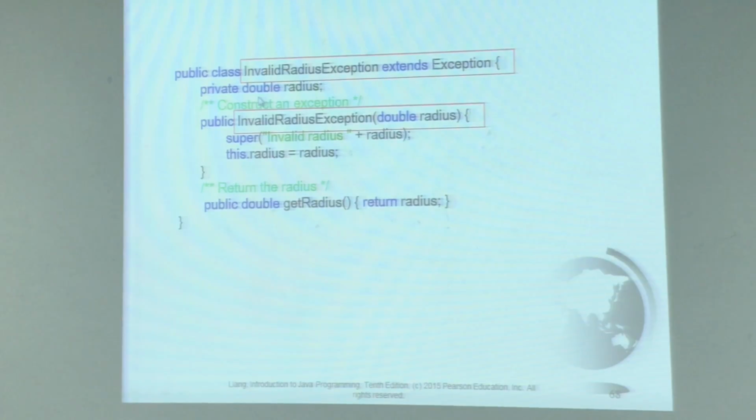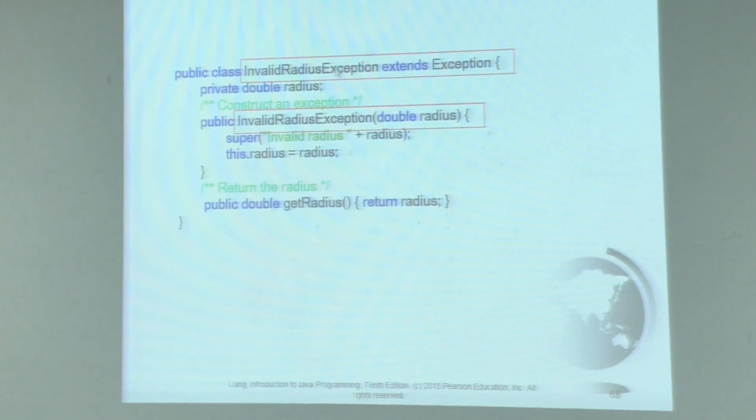Now this is your class. You can have a radius, you can have a setter, getter, anything you want. But in the constructor, you have to invoke the super with your message. Because normally the Exception class has its own message, but you don't want to use the Exception class message. You want to use your own message. So that's why you have to use a constructor here, and you will say super, invalid radius, something like this. You understand the point?